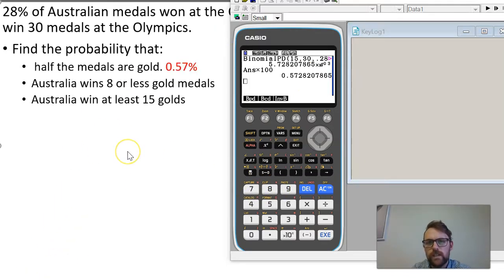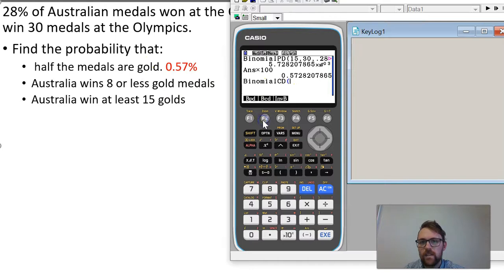All right, so the next question asks us, what's the likelihood of Australia winning 8 or less? We're going to have a look at this BCD. That's the cumulative, so that counts down. The first number I'm interested in, again, is 8, and that's going to count the probability that we get 8 golds, then 7, then 6, and it's going to go all the way down to 0. So I'm going to do 8, a comma, my total again, 30, another comma, and my probability, which is 0.28, and close my brackets.